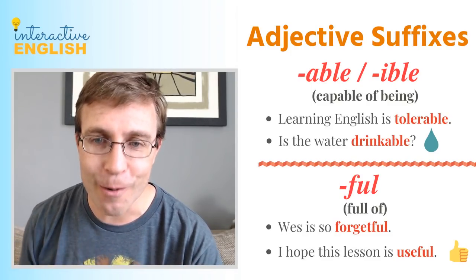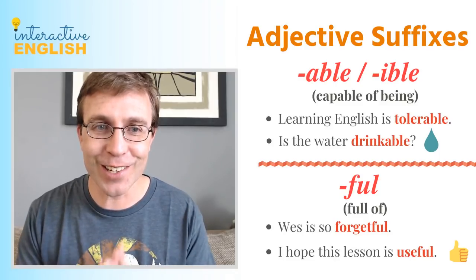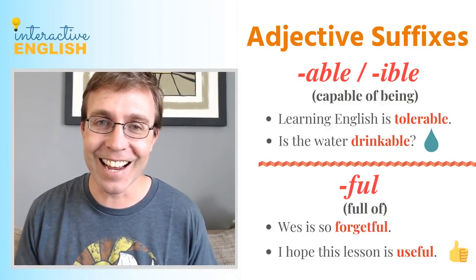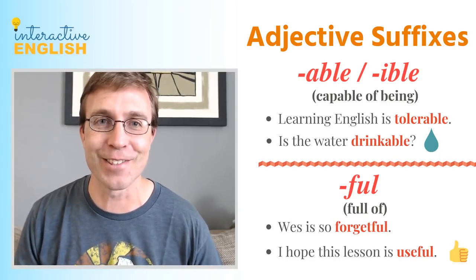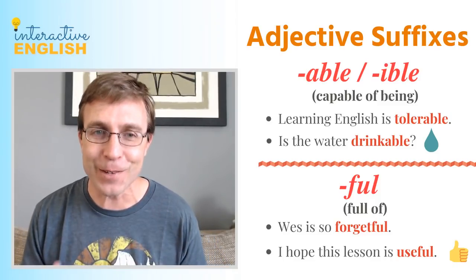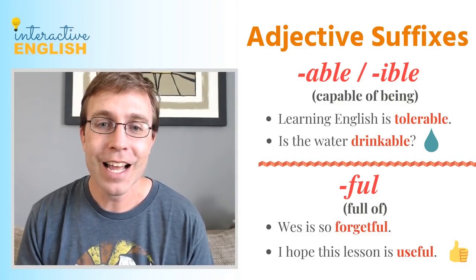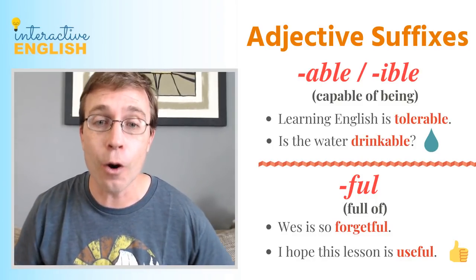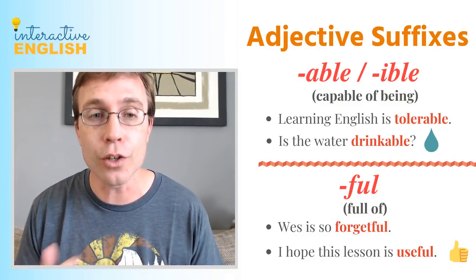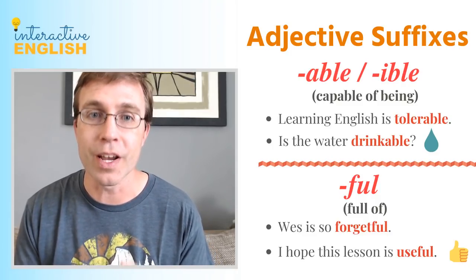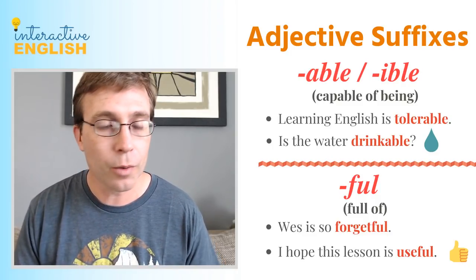Wes is so forgetful. You just saw how forgetful I was, because I forgot to change those other sentences and give you some SION examples. I'm so forgetful. And again, I could say, I hope this lesson is useful. Something helps you: an adjective, useful. We use it all the time.